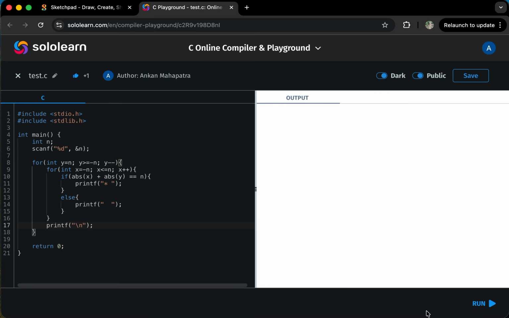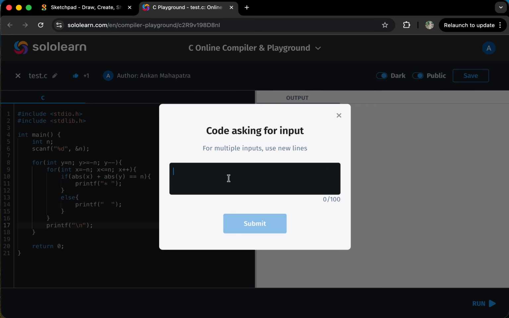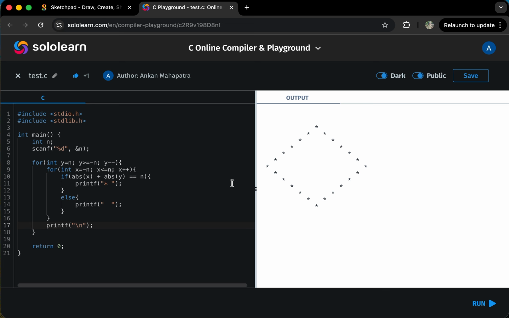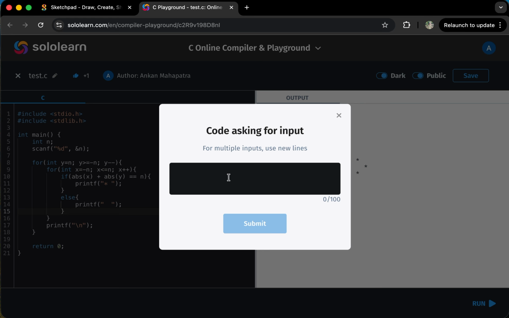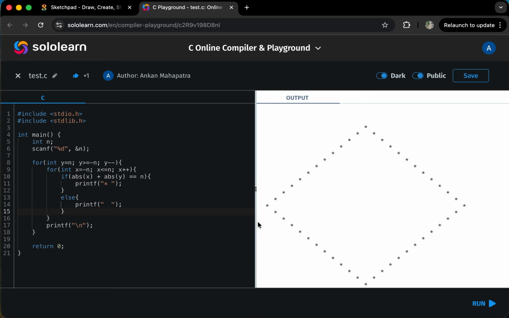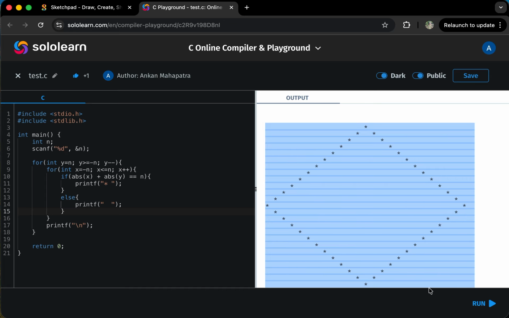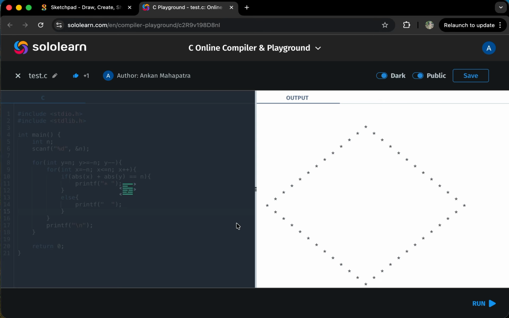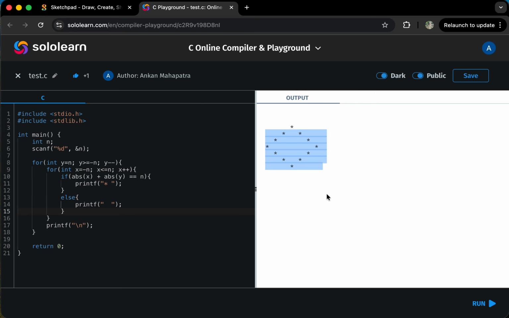Now let's try to run the code. Let's say n equal to 6. So we are getting the output. Let's try for some other values of n. Let's say n equal to 12. So we are still getting the output. Now let's try for some smaller values. Let's say n equal to 3. Yes. So we are getting the hollow diamond pattern.